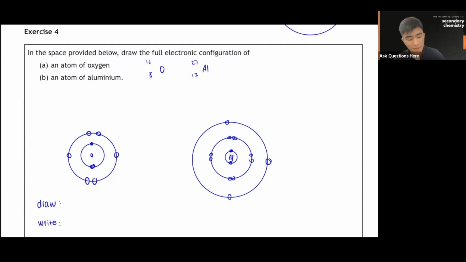You must always remember, you must always label the element in the middle over here. So for example, aluminum, then you just write Al in the center. If it's oxygen, then you just write O in the center.